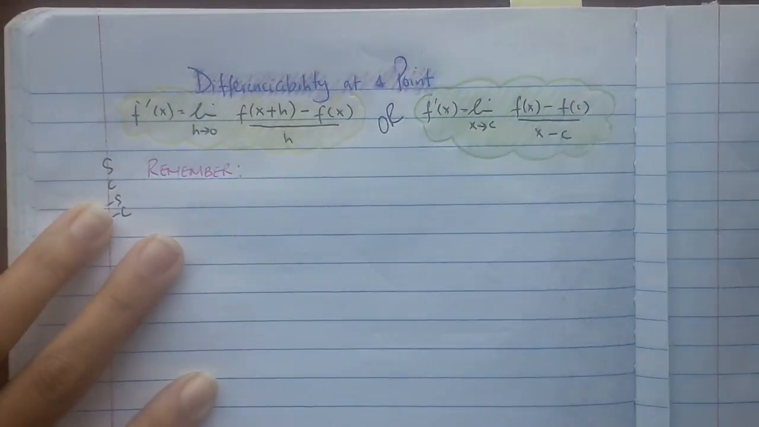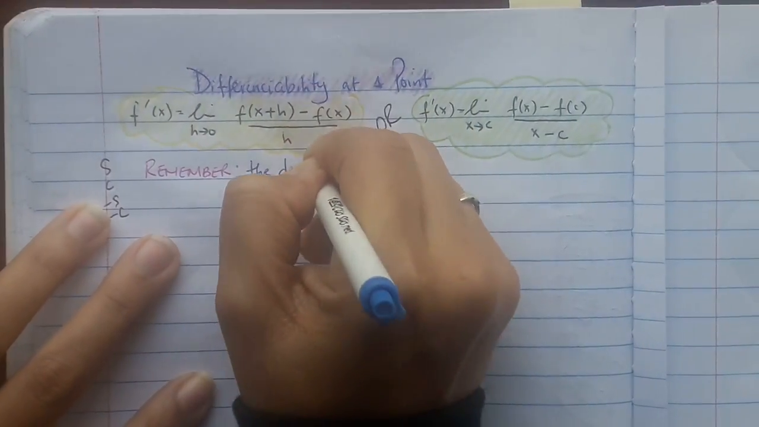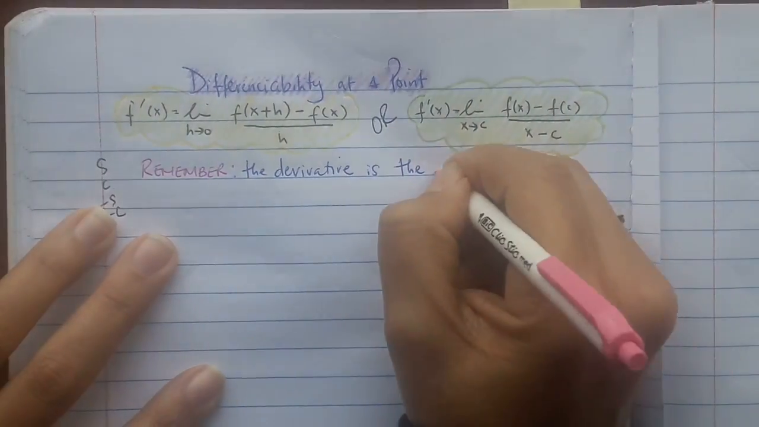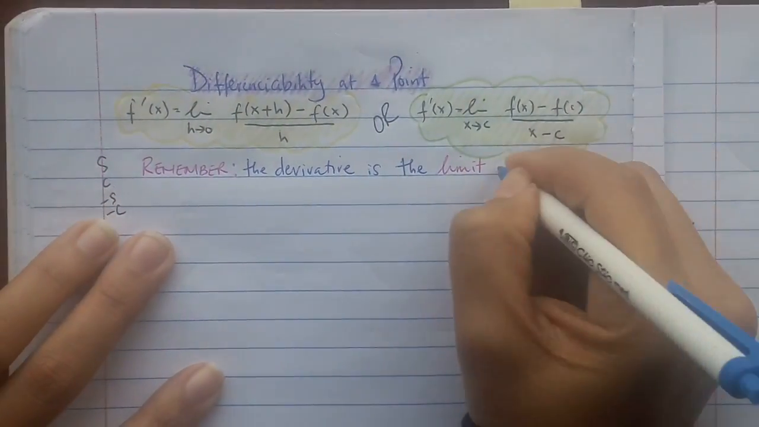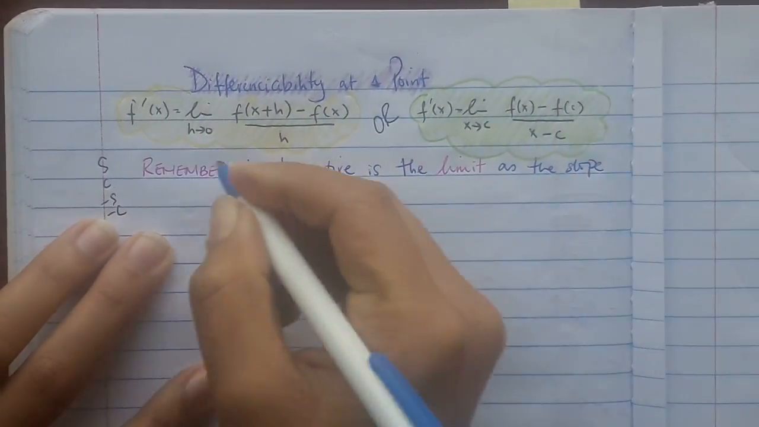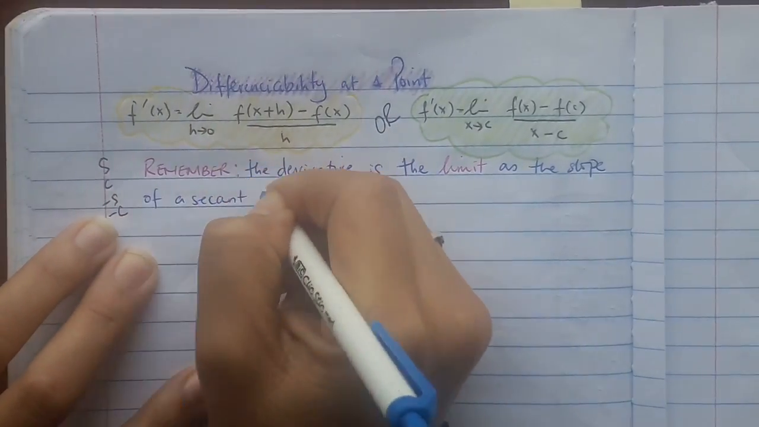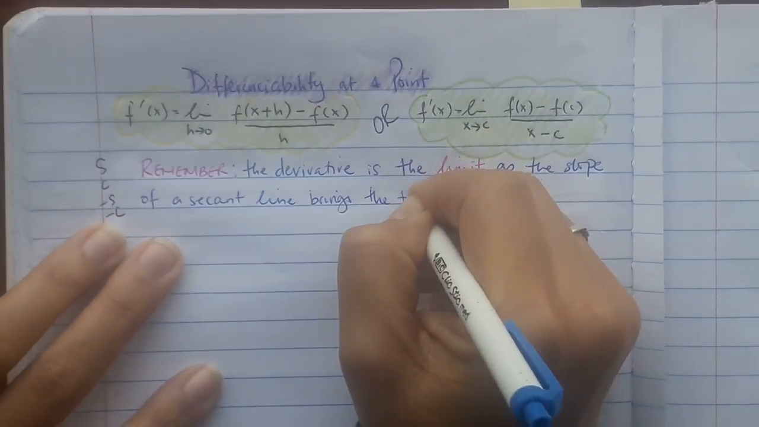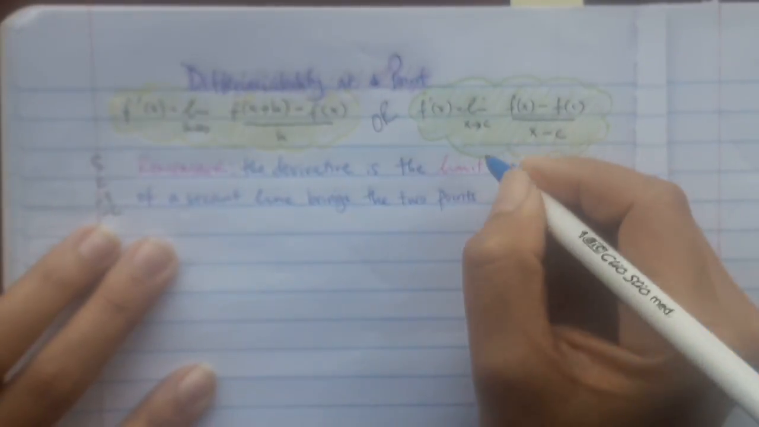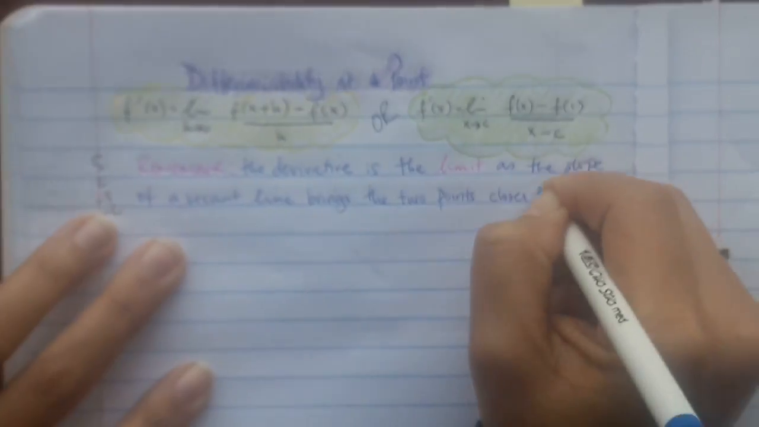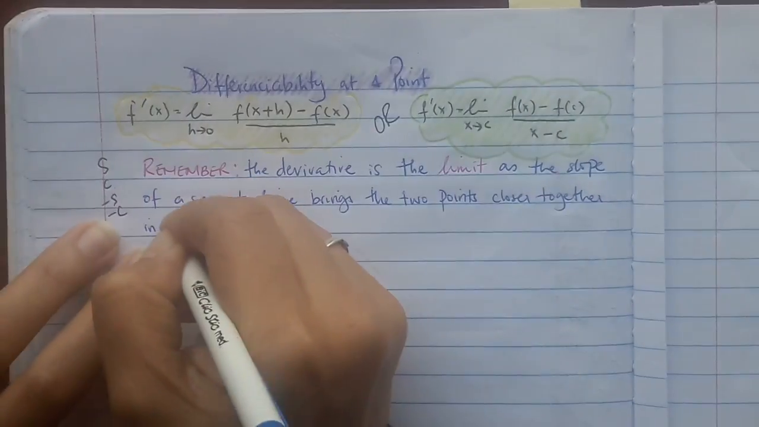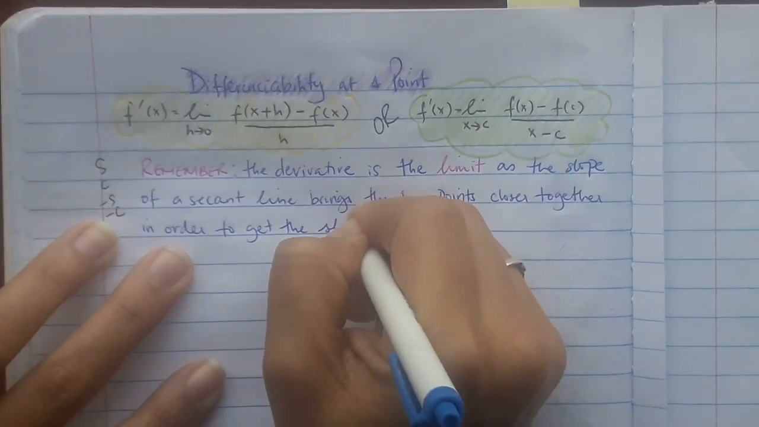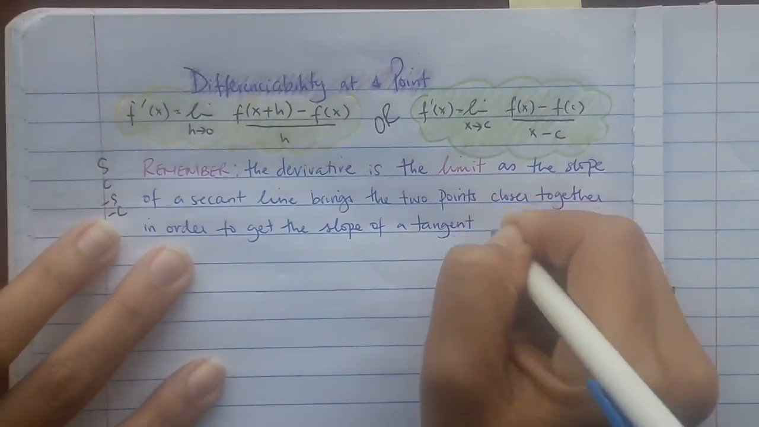Alright, so remember, the derivative is the limit as the slope of a secant line brings the 2 points closer together. This is a listening check. Put a circle around the word remember. In order to get the slope of a tangent line.